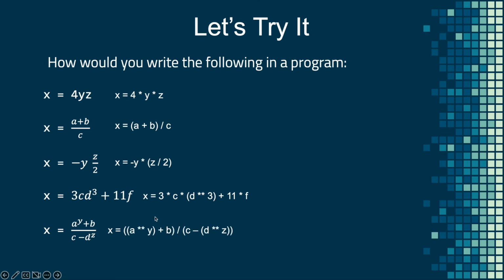Just like before, we're going to have a star y for ay plus b. We put all of that in parentheses because we want to do the top first, and then we're going to do the bottom and then divide the two. We'll do divide by, again in parentheses, d star z, then c minus that, and now we have our answer. Okay, so again, remember that you cannot just put direct math equations into Python. You need to convert them into something that's readable with the syntax rules.